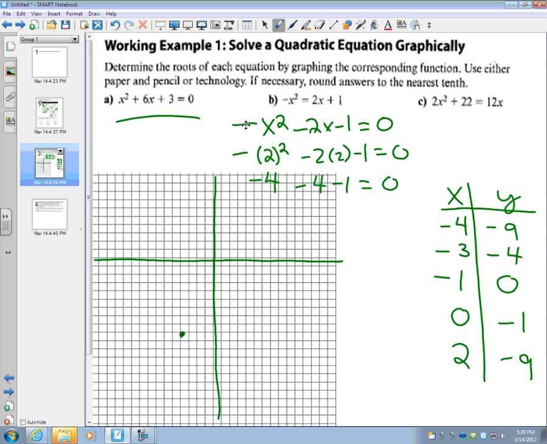I guess you guys can't see me doing what I'm doing. At negative 3, it's negative 4. At negative 1, we've got 0. At 0, we have negative 1. And at 2, we have negative 9. So I didn't do all the points, but each of these points are mirrored. If I would have put them all, I'd have a beautiful parabola that looks something like that.